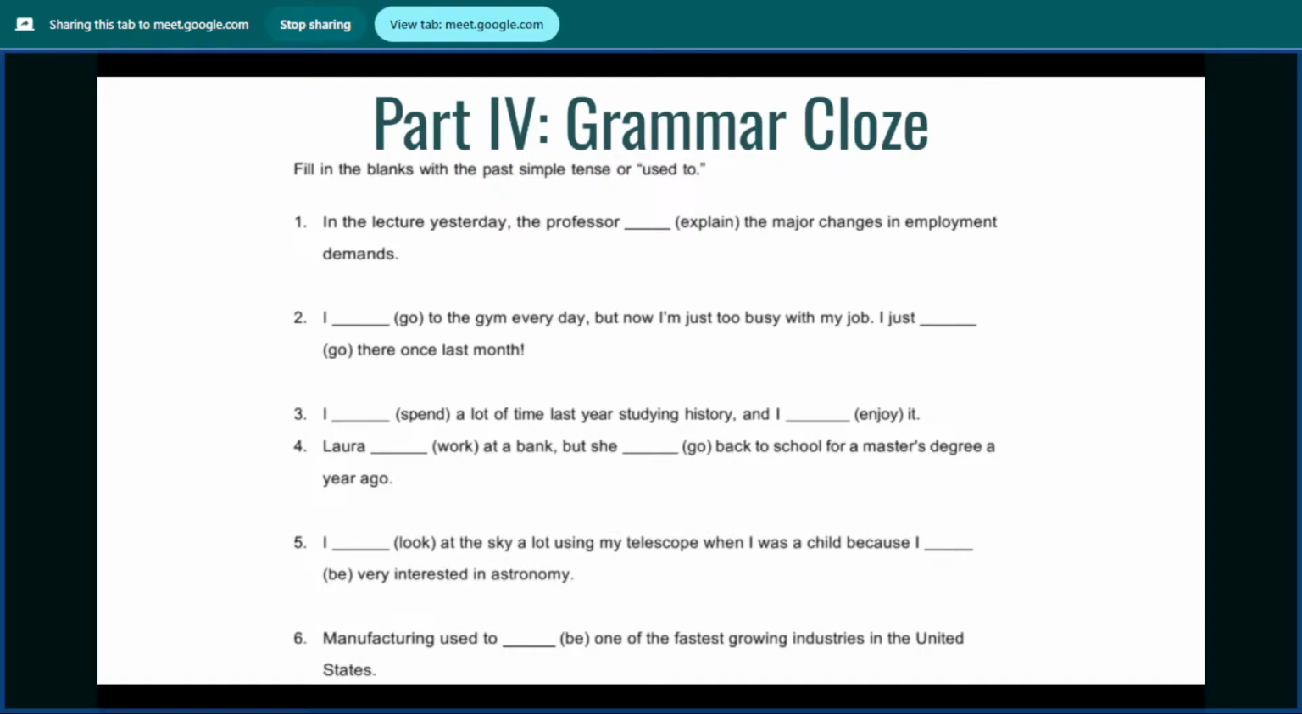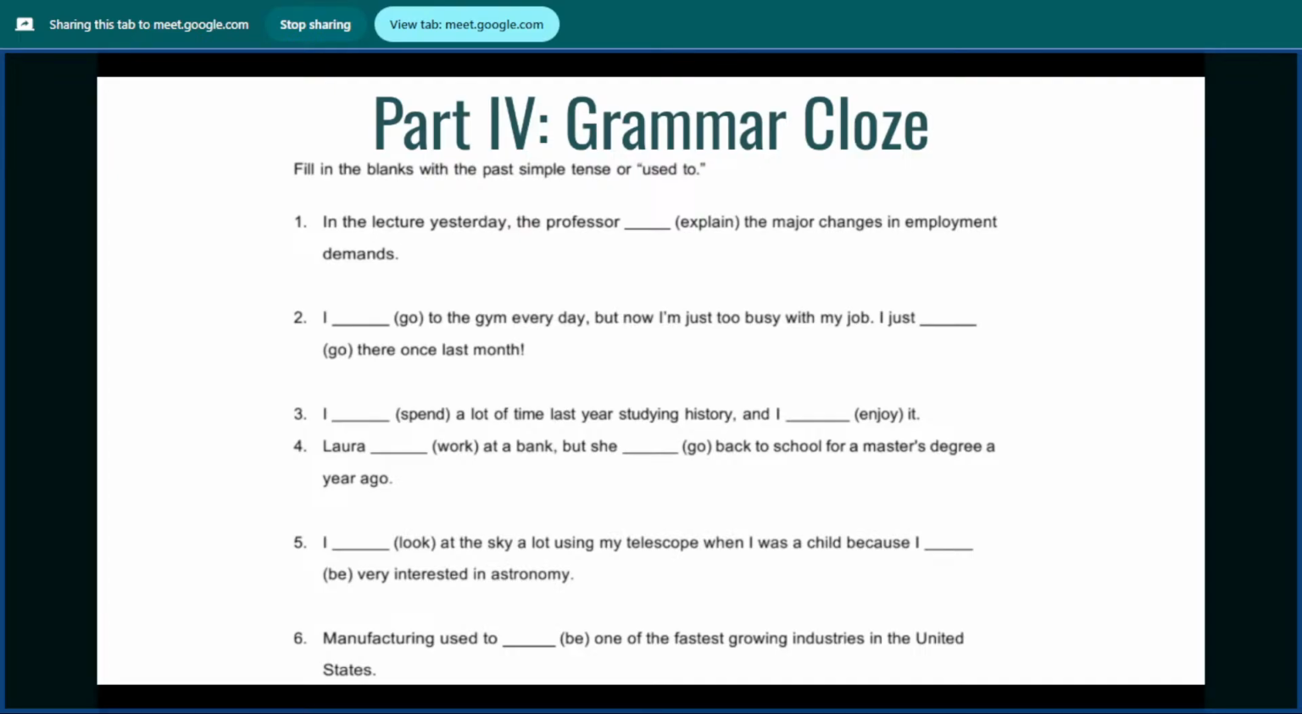When I was a child, because I used to be very interested in astronomy. That is wrong. The V2 form of be is was and were that we use in a sentence. The first form of be is am, is, are. The V2 form is was and were, and the V3 form is been. So here I will say because I was very interested in astronomy.